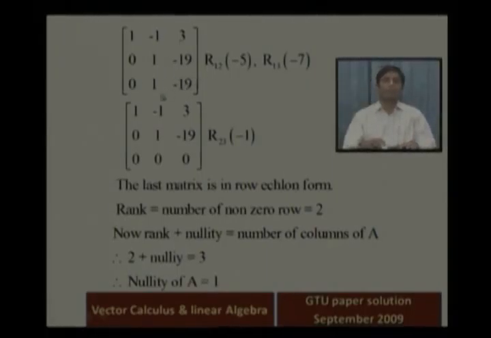You can see the second and third rows are the same. So when we multiply the second row by minus 1 and add it to the third row, it becomes 0, right? So that is the next process. We multiply the second row by minus 1 and add it to the third row. So the last matrix is in row echelon form.